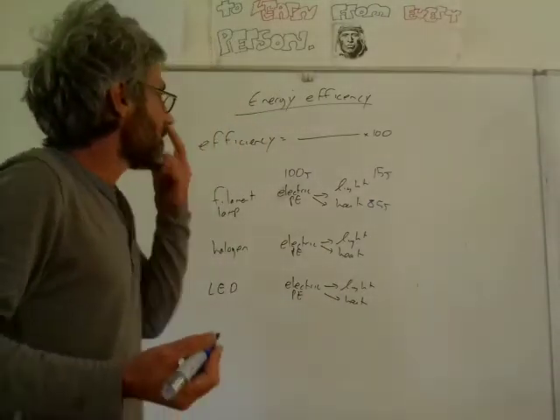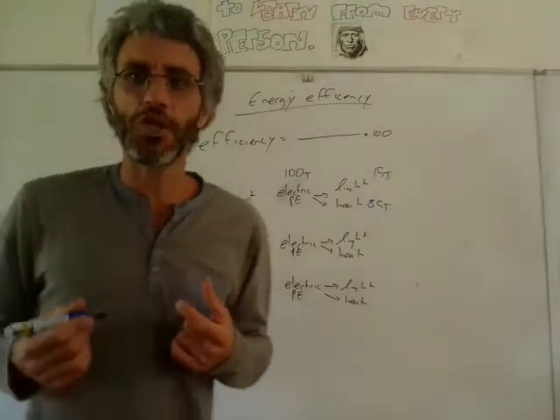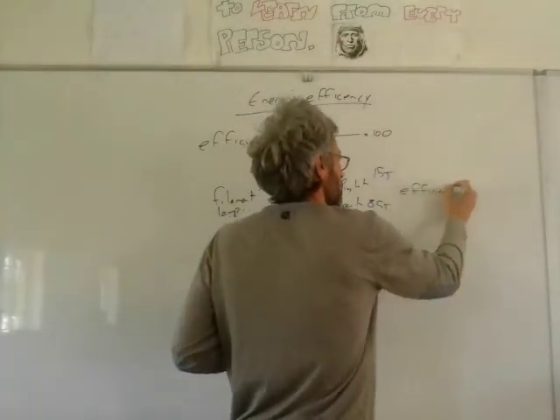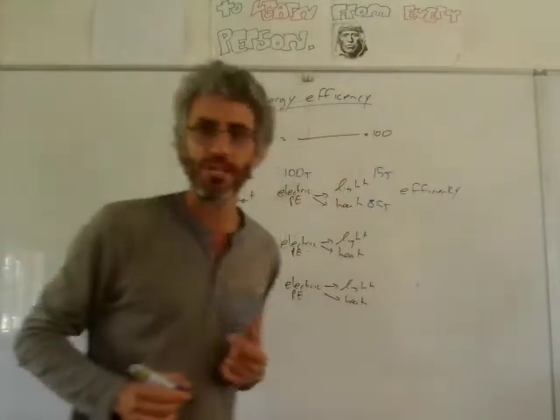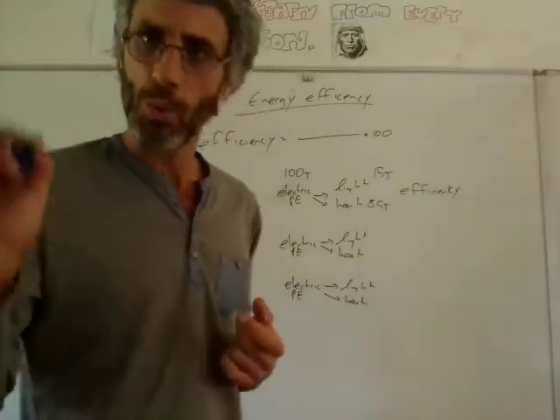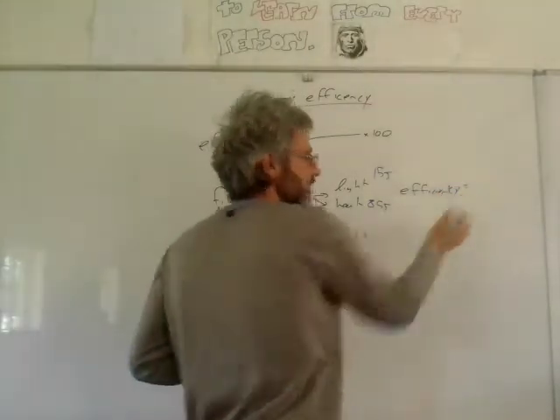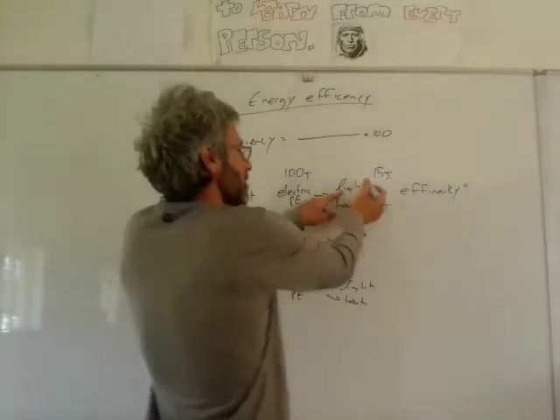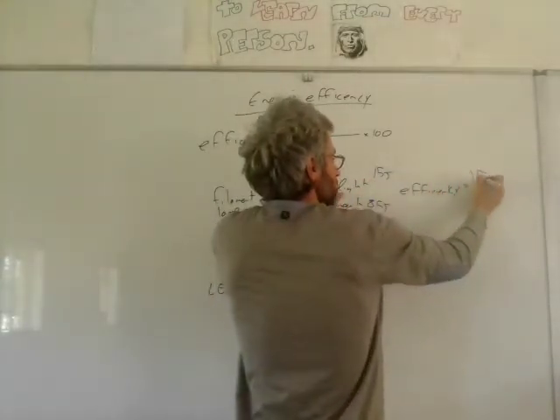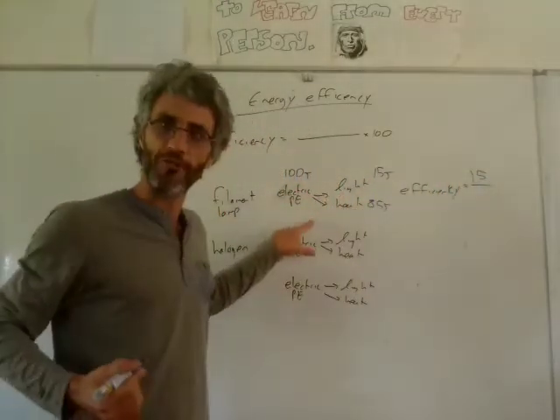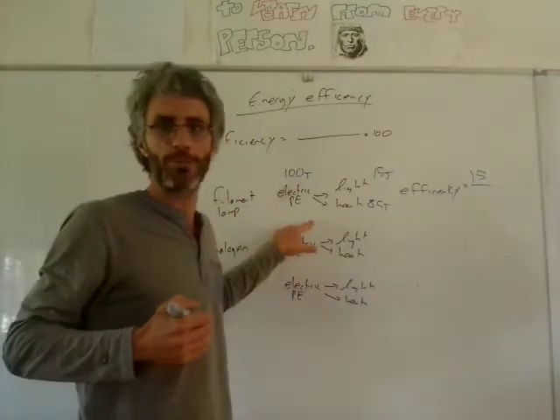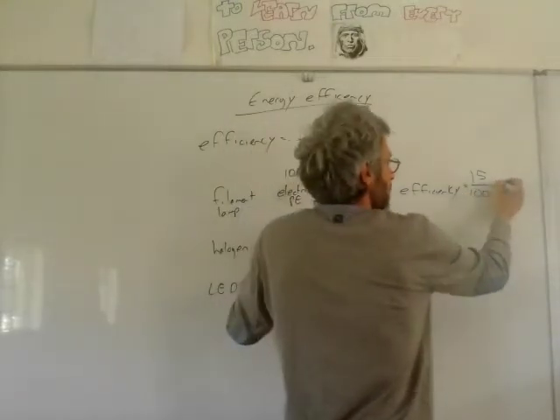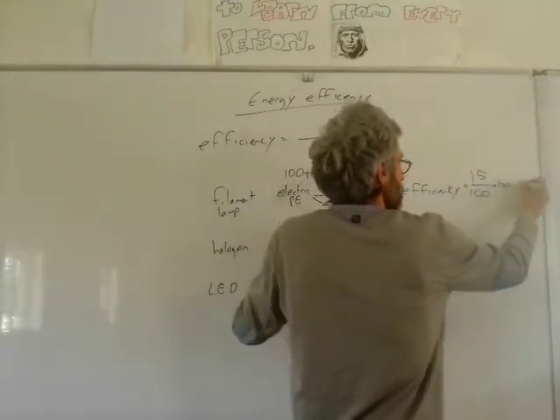Now, if I ask you, what's the efficiency of this bulb, without even saying what efficiency means? I think some of you will correctly say, sir, 15%. How do you know that? You take the amount of energy of light, which is 15, divide by the total amount of energy you got into the bulb, which is 100. And because it's percent, we always times by 100, and we get 15%.